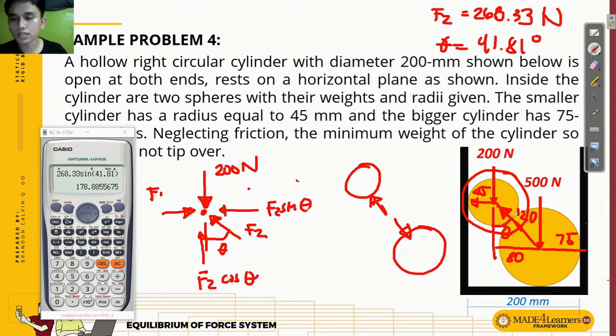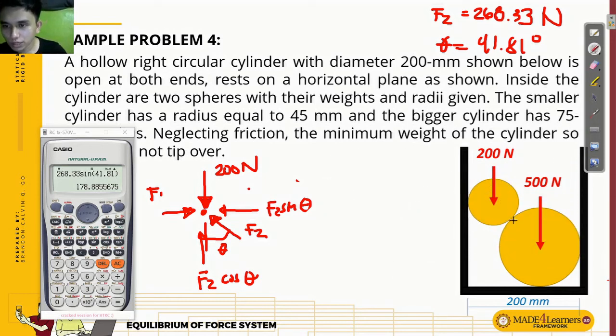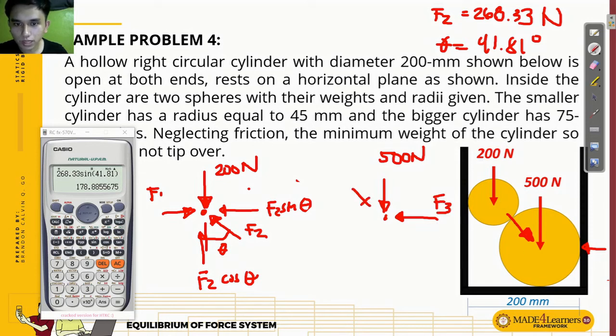Now, if we isolate the bigger sphere, whatever it reacts here, it reacts the same way there, so it is toward again, with the same value, 268.33. Then there is another contact on this side. If we isolate the bigger sphere, we see the forces. We have the load, 500 Newton, then the contact from the cylinder, this part of the cylinder, which we call F3, and F2, the contact from the smaller sphere, which we already solved. The angle is the same, 41.81. We solve F3 using this.